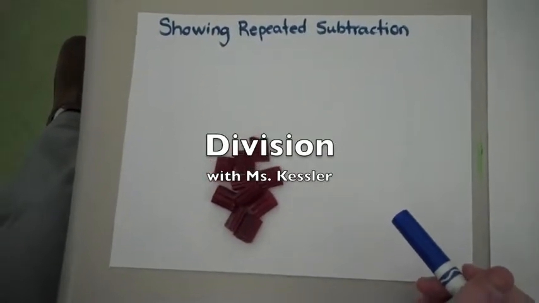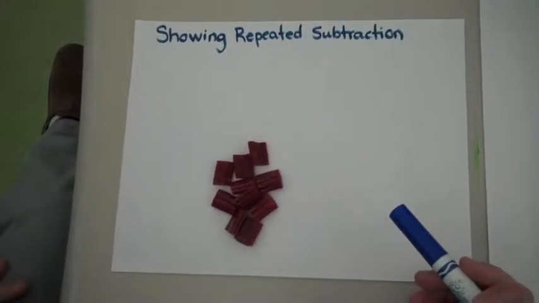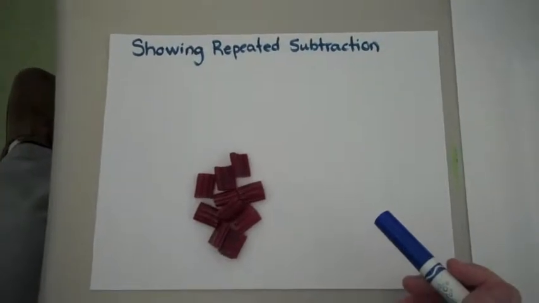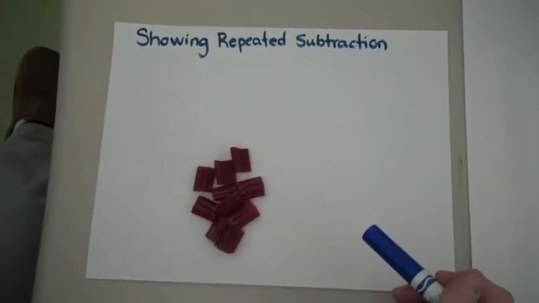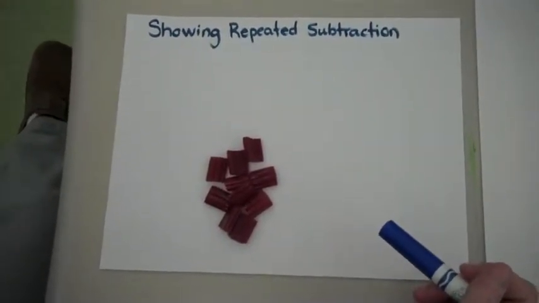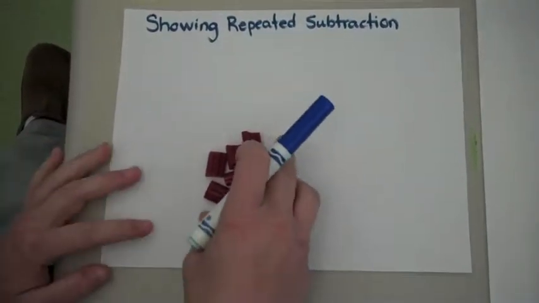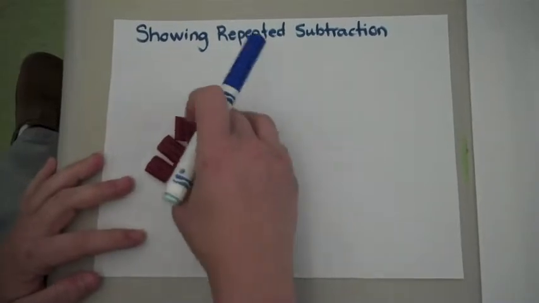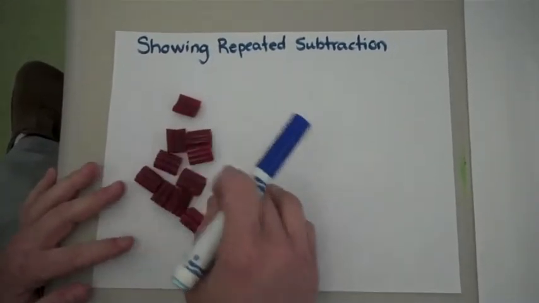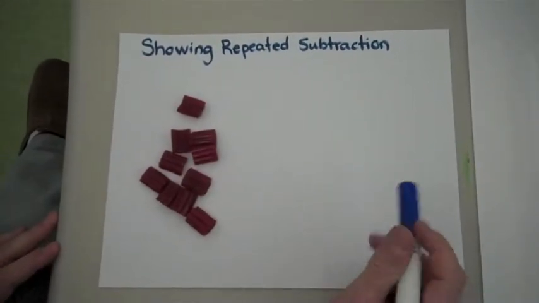Okay, this is going to be a tutorial on how to show repeated subtraction when you're teaching a student how to divide for the first time. So when you're dividing, you start out with a larger number. So here's my number, and my number is going to be represented by an object.